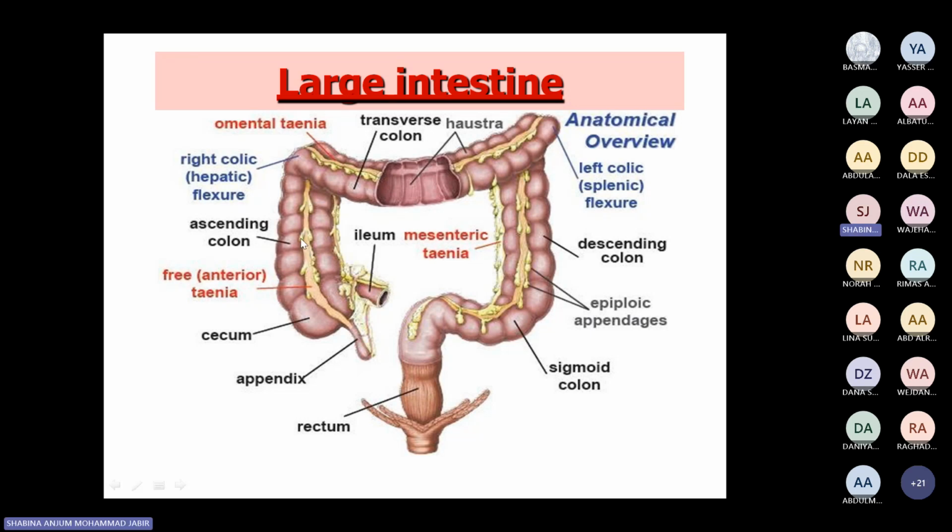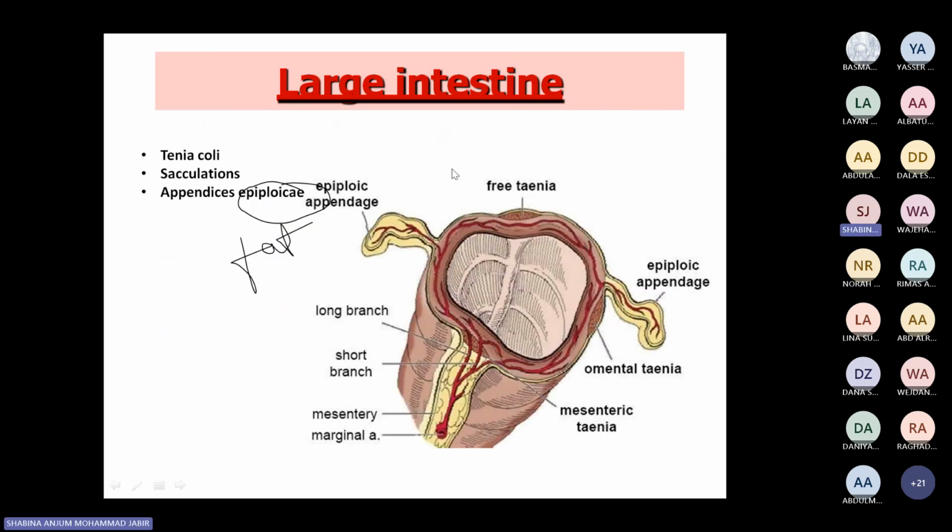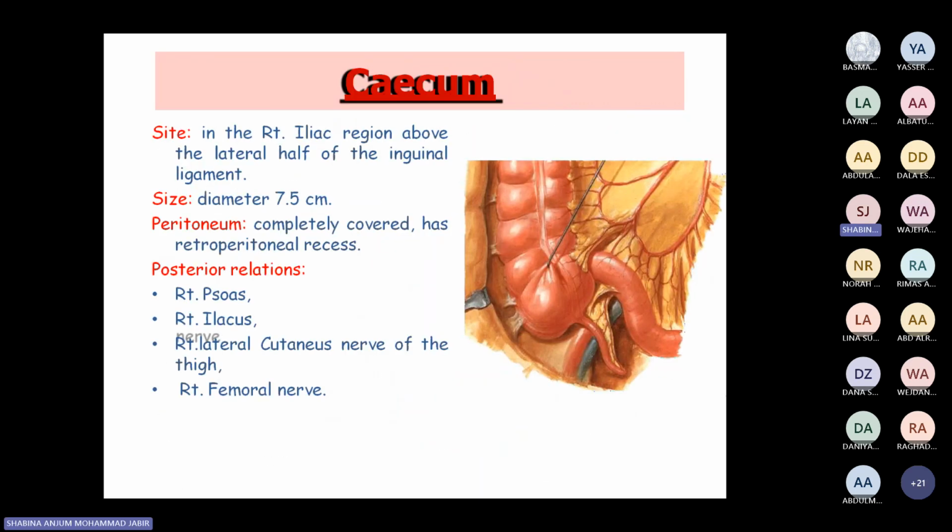Here you can see one, two, and one will be posterior. These are the taenia coli, on which you have fat globules. They are called appendices epiploicae, and these are the sacculations. Inside is another band of the longitudinal muscle fiber, this one. So these are the three important different features.